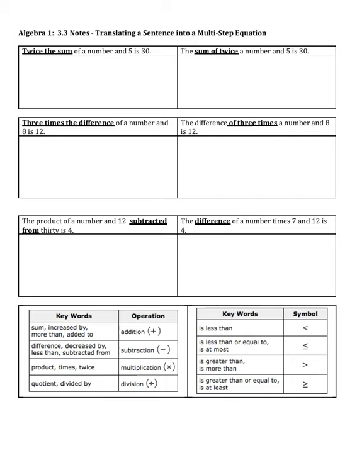So down here, you've got sum, increased by, more than, and added to. Those are all addition. Difference, decreased by, less than, and subtracted from, subtraction. Product, times, and twice. You're going to see twice a lot. Multiplication, and then you've got quotient and divided by, division.